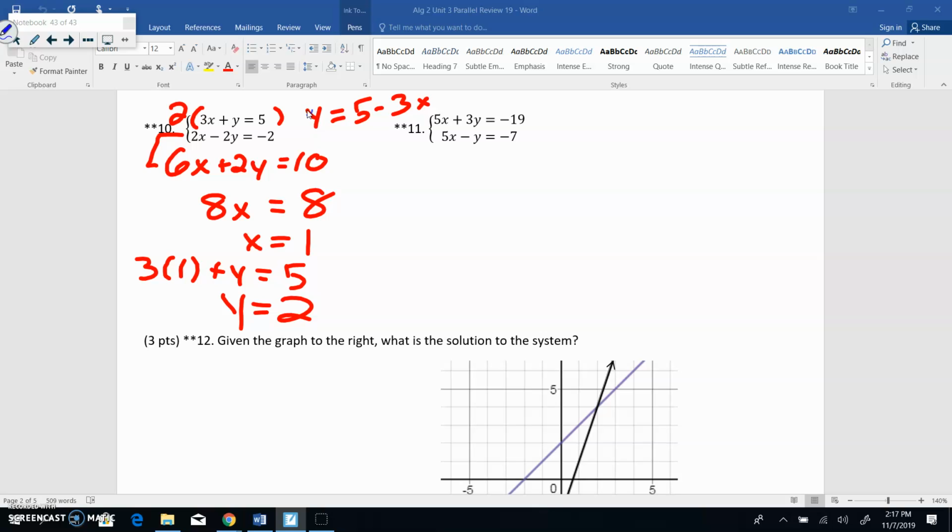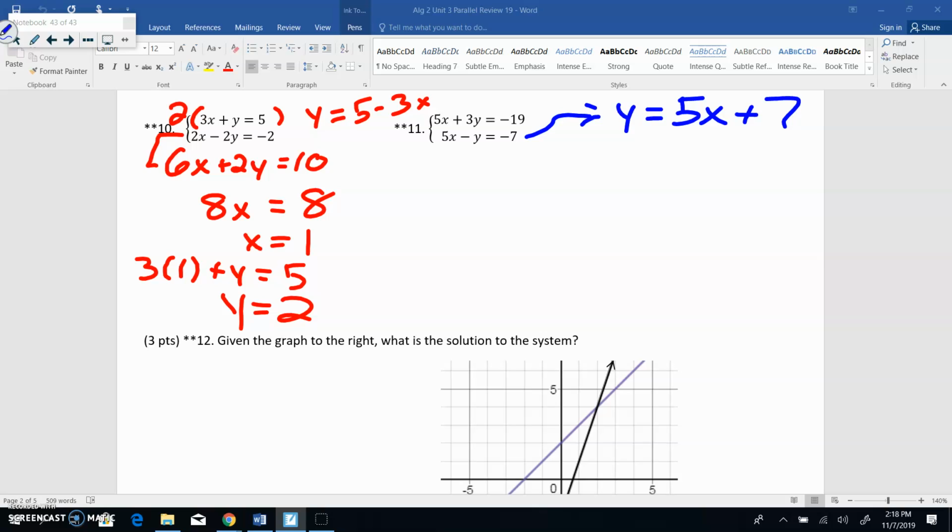Okay? The number 11, I would use elimination once again. However, if you would like to use substitution, what you would need to do is set this bottom one up to look like this. Okay, so just be very careful. If you'd like to use substitution, that's what you would be using.